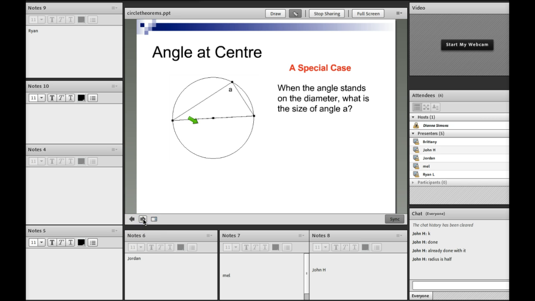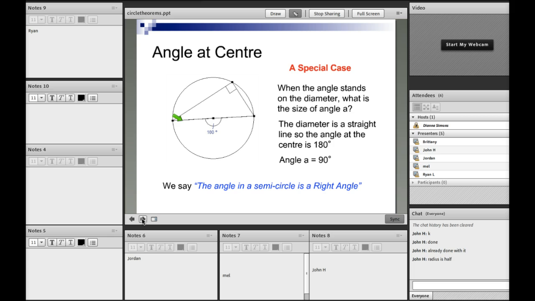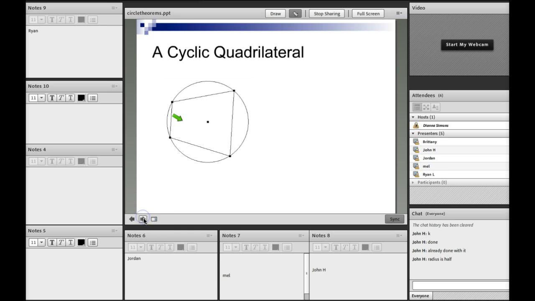This is a special case. So when the angle stands on the diameter, so again, this is the diameter, right? It goes through the middle. What is the size of angle A? So close. 85 is closer than 40. What is it? 90. All right, so the diameter is a straight line, so it's 180, right? And so that angle is 90. Does that make sense? All right. So the angle in the semicircle is a right angle.